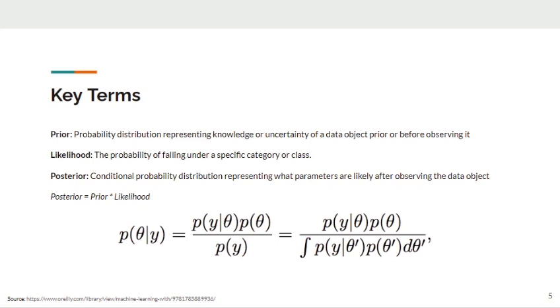And the last one is posterior. It is a conditional probability distribution representing what parameters are likely after observing the data object. Posterior is proportional to the multiplication of prior and likelihood. And there is an equation for posterior where the probability of theta given y can be calculated in this way.